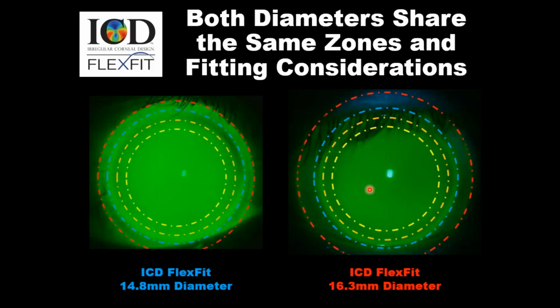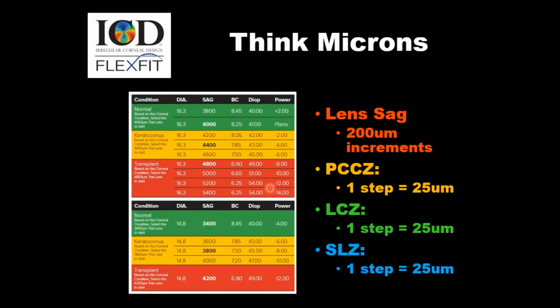Now the ICD Flex Fit, we said, has two diameters, and within those two really different diameters, the very small and the kind of normal in the middle of the bell curve of larger lens diameters, they both share the same four zones. So the nice thing is you don't have to rethink your philosophy when you're going from the smaller to the bigger or the bigger to the smaller. They all share the same four zones with the same four goals of each zone. And let's go through that.